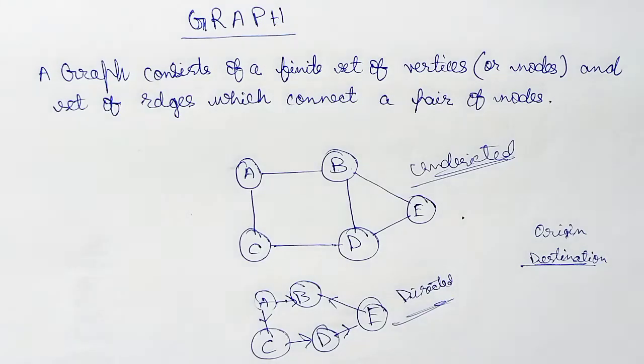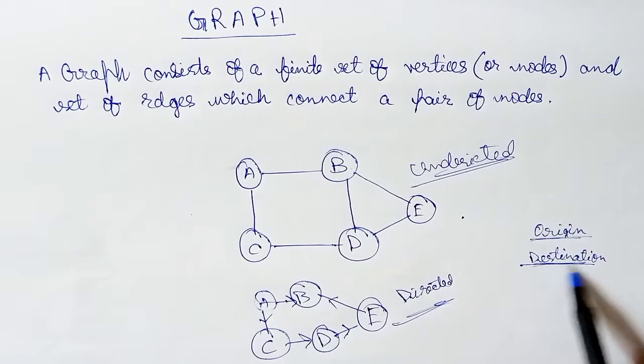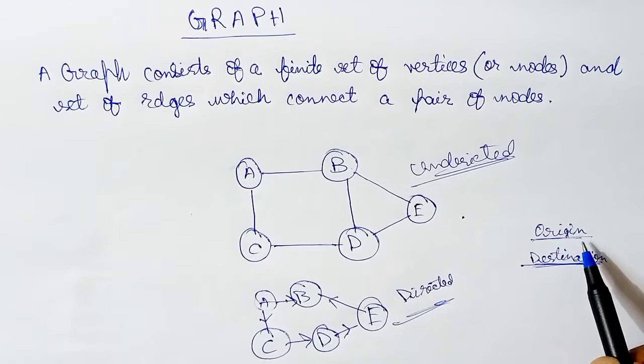Let's look at various terminologies related to graphs. At first we will discuss the directed one. The directed one has two terms, the origin and the destination. What is the origin? The origin is known as the first end point of the edge.